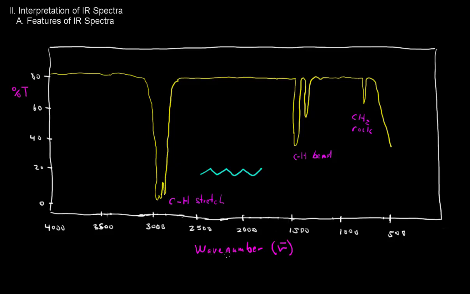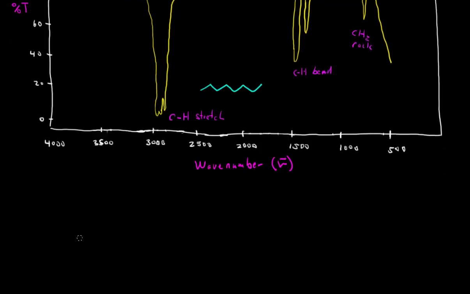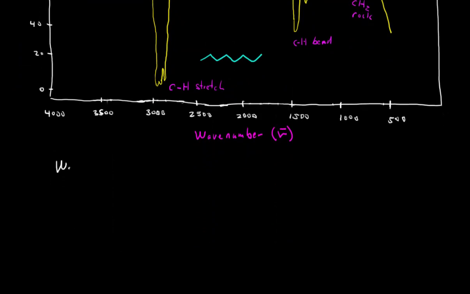So that's what wave number is referring to. So we've got percent transmittance on the y-axis, wave number on the x-axis. And wave number isn't exactly frequency. So that's the next thing I'm going to define, and we'll talk more about this particular spectrum and then look at some common functional groups.